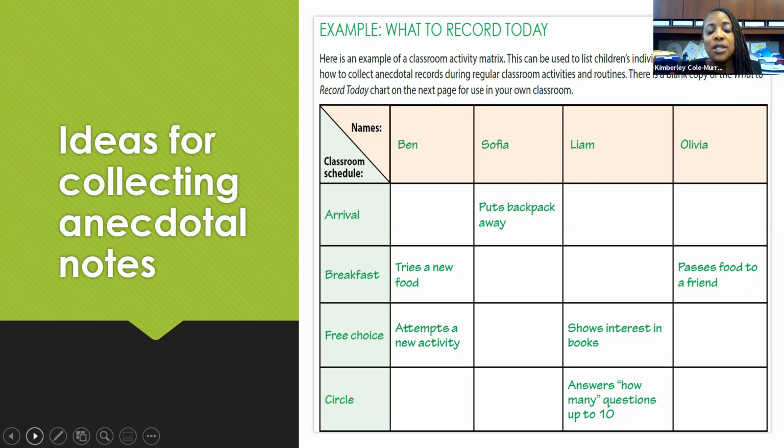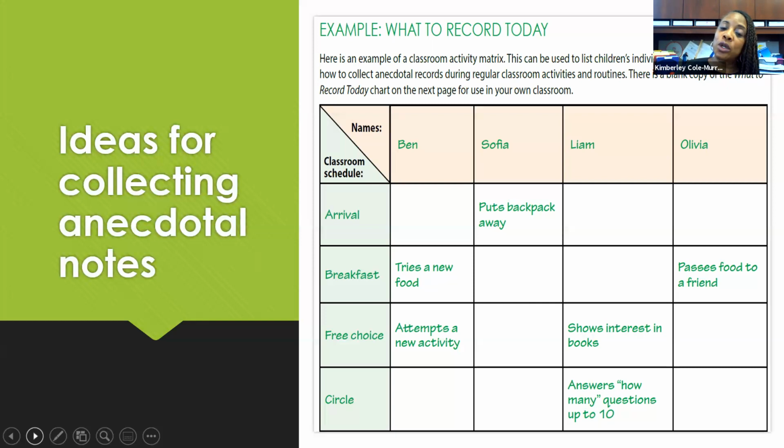When you're using this type of chart, it will tell you during what part of the day if you fill that out. And it will also alert you to what child it is when you are choosing to select the correct column. The one thing that this chart does not do is have a space for the date. So if you're going to use this chart to record your anecdotal notes, you can have a space at the top. You can just write down what the date is.